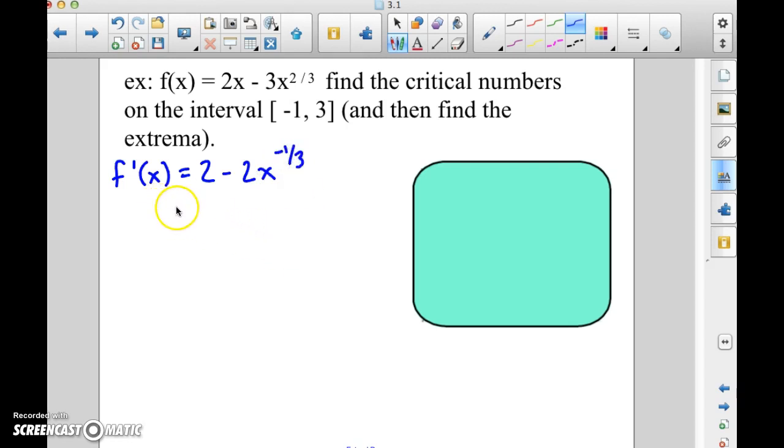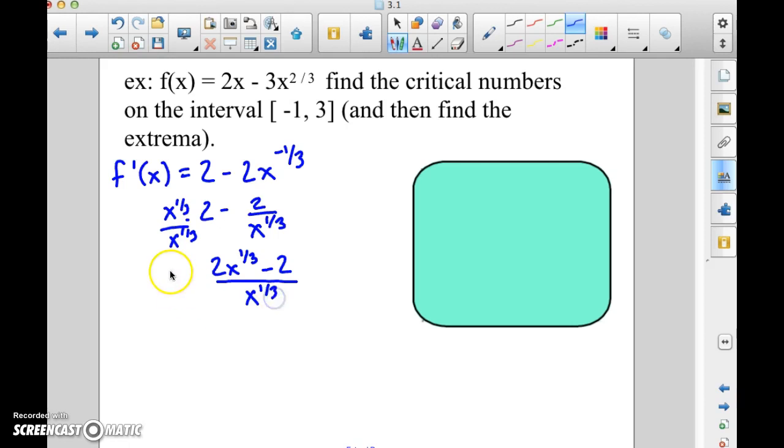And I do want to find where that equals 0, so I'd like it to be one fraction, because this part is really written like that. So I can get a common denominator, or I can just look at it as is, but it'd be better to get a common denominator. So I'm going to multiply this by x to the 1/3 over x to the 1/3. So I have 2x to the 1/3 minus 2 all over x to the 1/3. That's the derivative. And I want to find c.